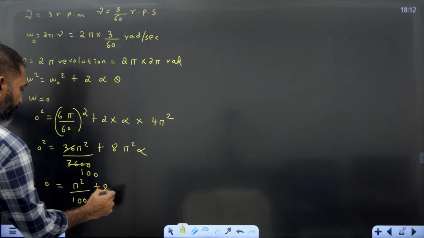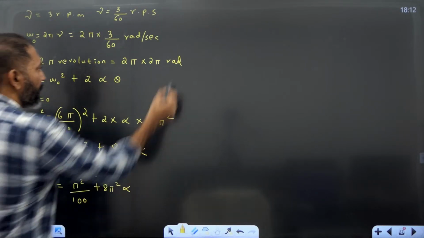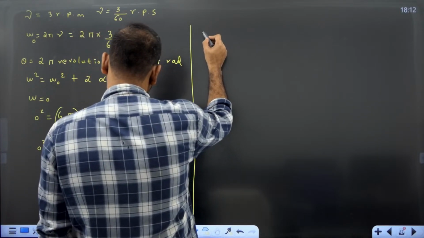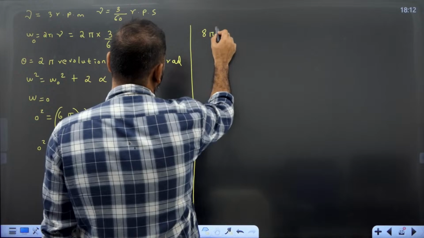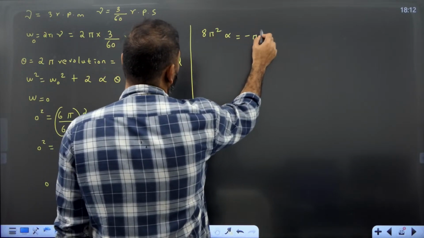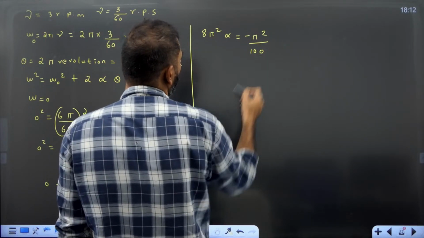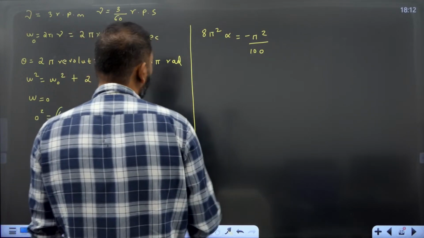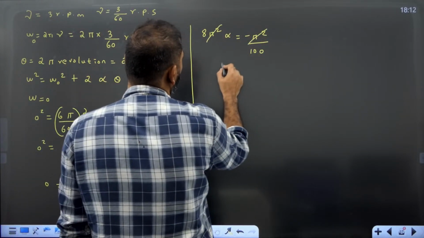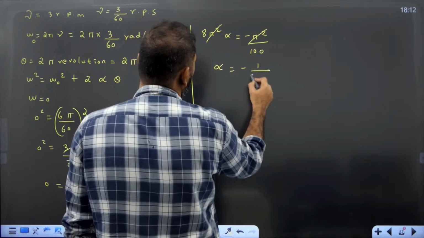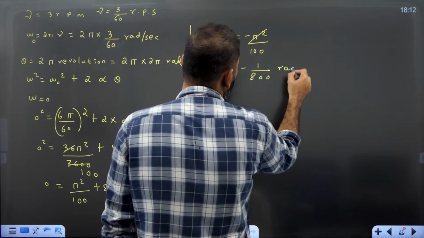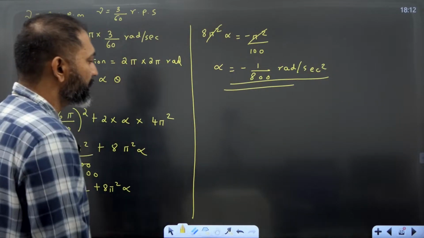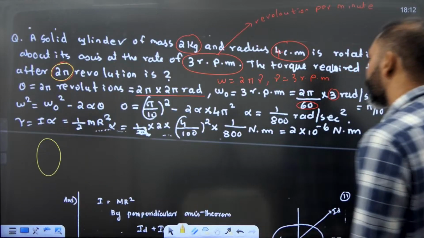So 0 is equal to pi square by 100 plus 8 pi square alpha. So 8 pi square alpha is equal to minus pi square by 100. Pi square gone. So alpha is equal to minus 1 by 800 radians per second square. This is the alpha, angular acceleration.